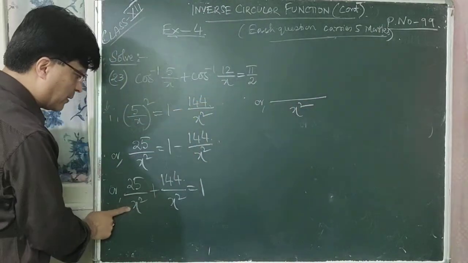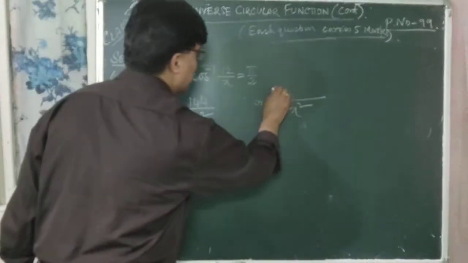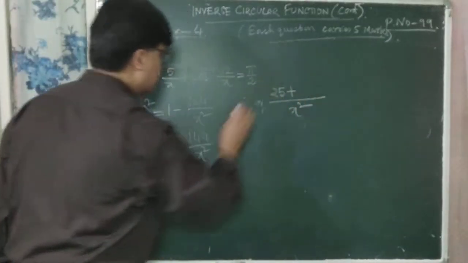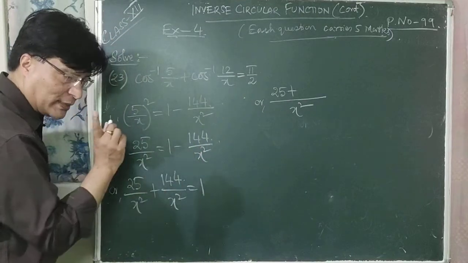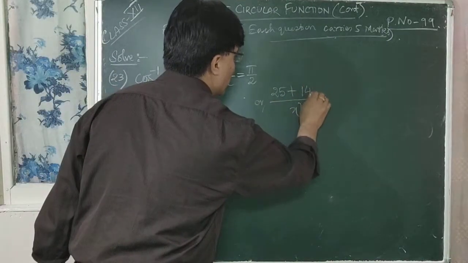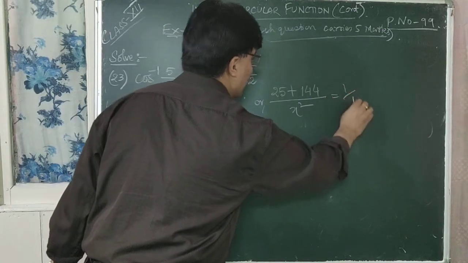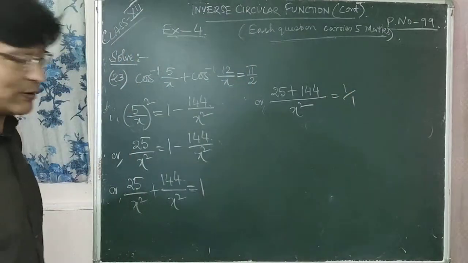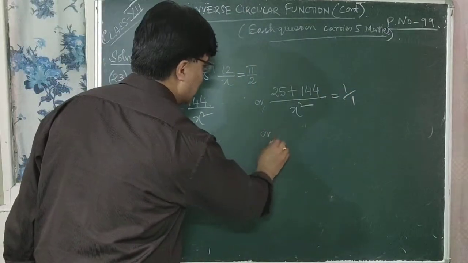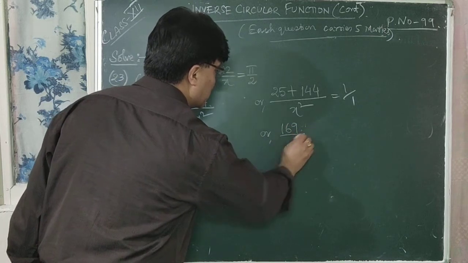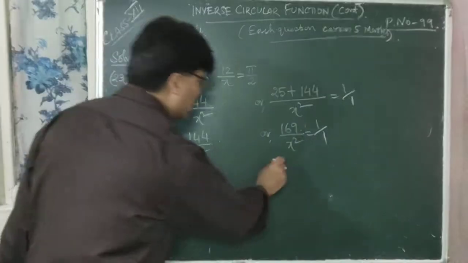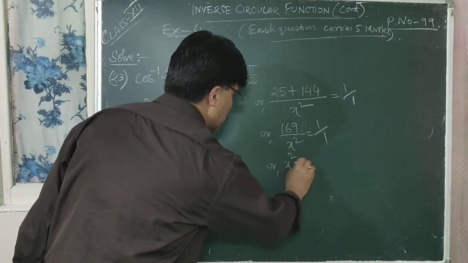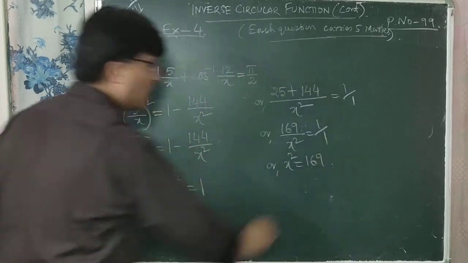This LCM is divided by x², that is 1, into 25, 25, plus, again this LCM x² is divided by this x², that is 1. So 1 into 144, 144 is equal to 1 by 1, right? So add the numerators, 169/x² is equal to 1/1. You can do cross multiplication, that is x² is equal to 169.